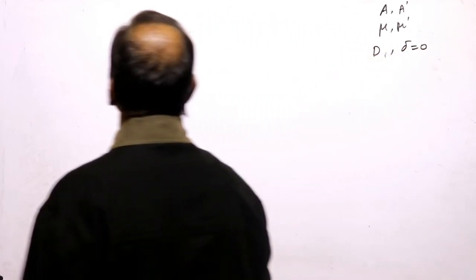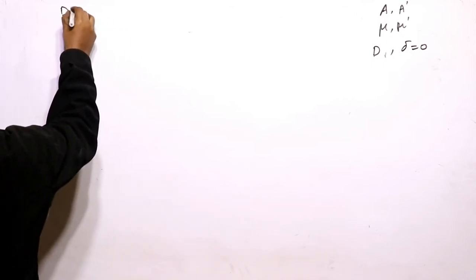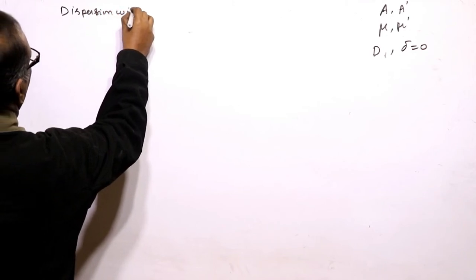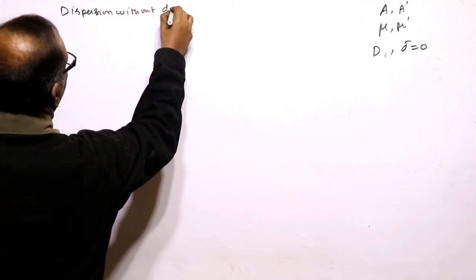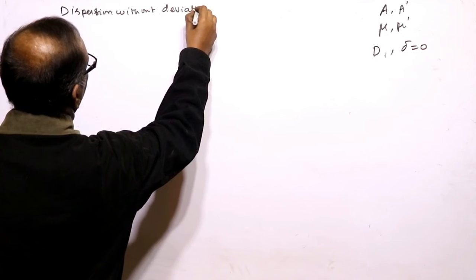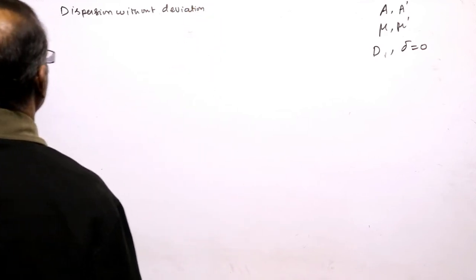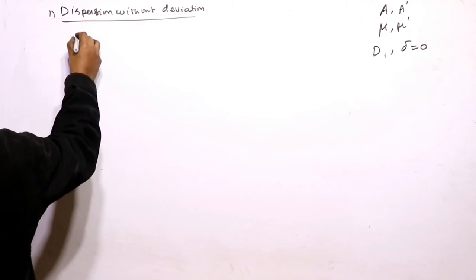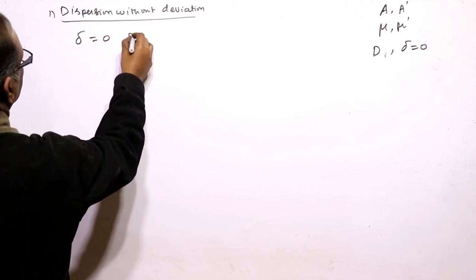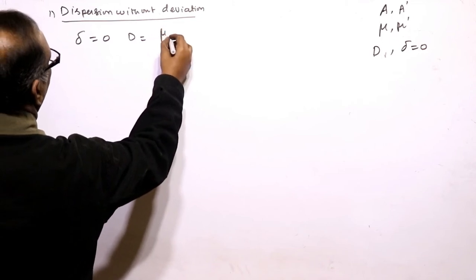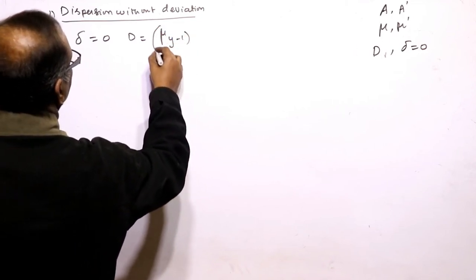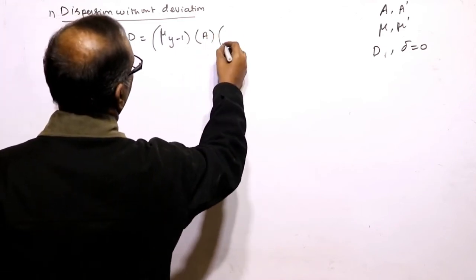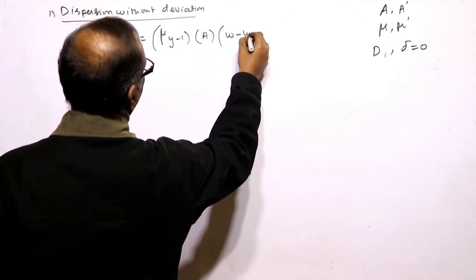In that case, we get the result dispersion without deviation. In that case, we get first deviation is equal to 0 and dispersion is equal to mu of y minus 1 into angle of prism of the first one into dispersive power of first minus dispersive power of second.